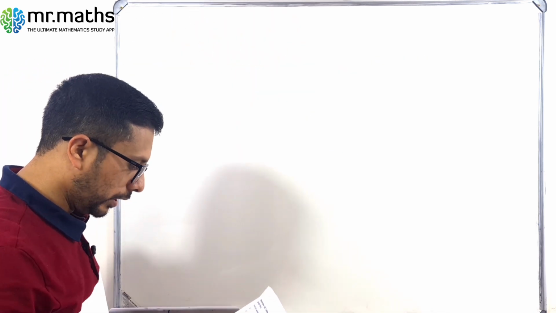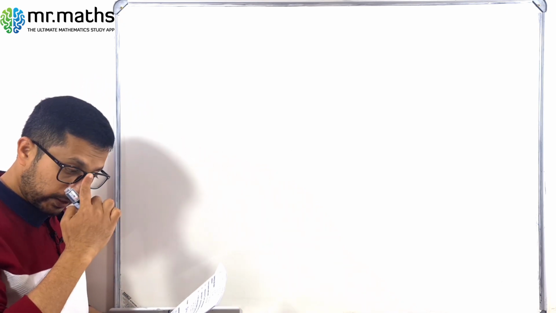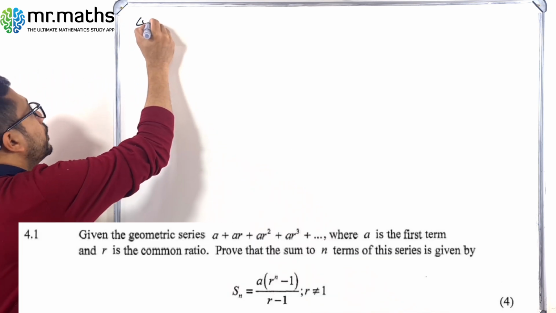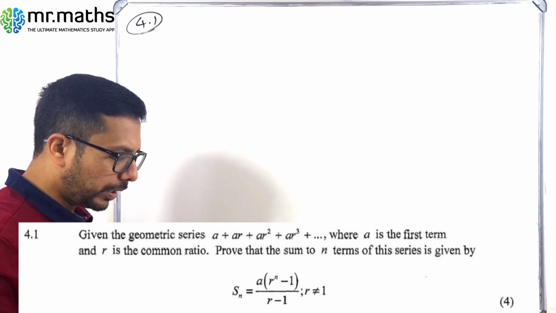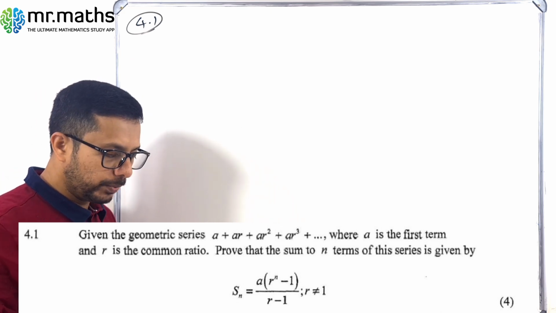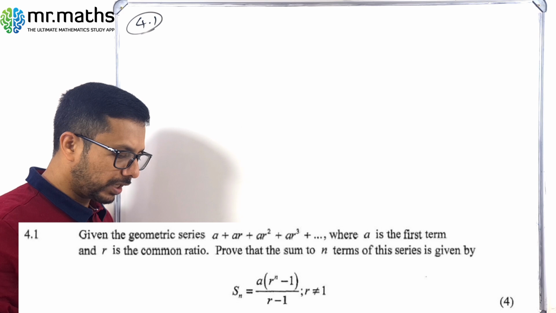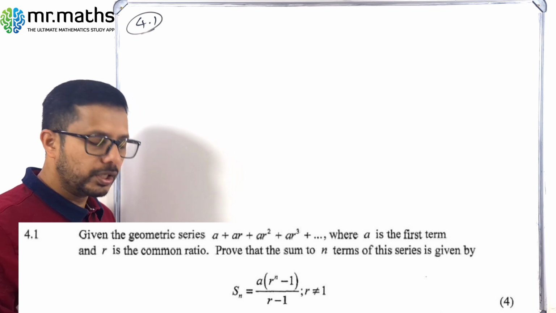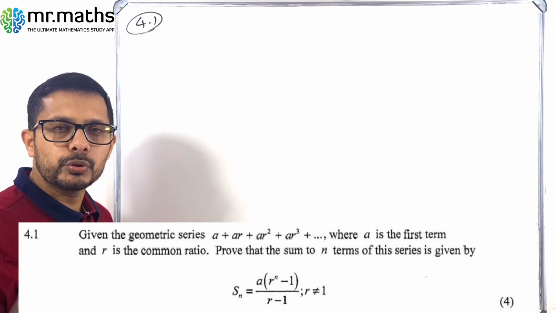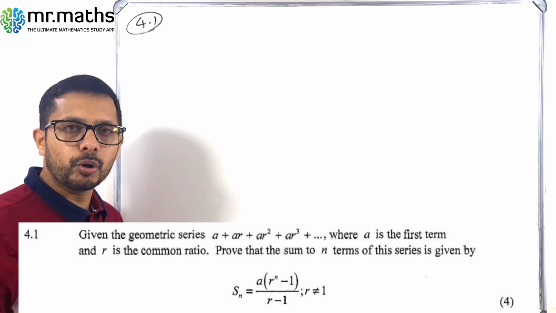Question number 4. Question 4.1: Given the geometric series a, ar, ar squared, ar cubed, where a is the first term and r is the common ratio, prove the sum to n terms of this series is given by Sn equals, yeah, we know that formula, the sum to n terms of a geometric series.